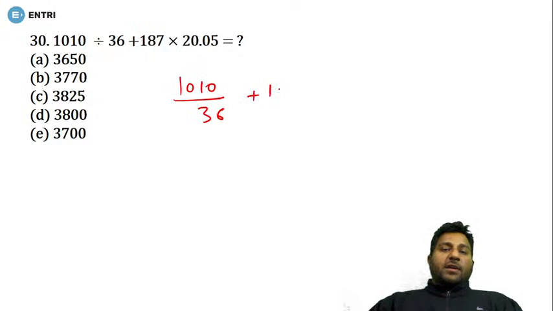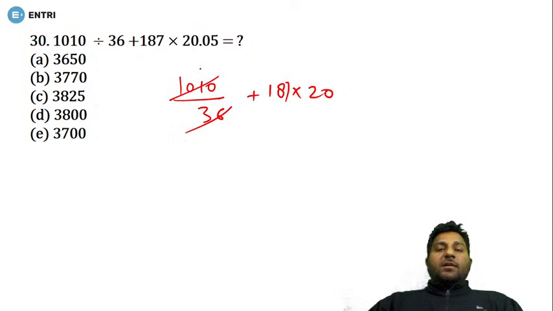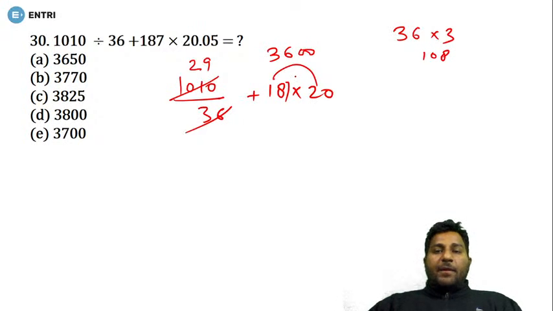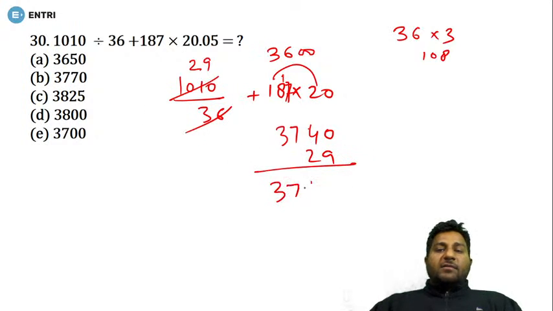Next, 1010 divided by 36 plus 187 multiplied by 20. So how are you going to solve this? This can be solved approximately. 36 threes are what? 108. So that means it must have been around 29. And we know that 18 twos are 36, so 3600 something will be there, because 187 will be multiplied with 20, and we know 2 sevens are 14, and 36 0. Okay, so if you add 29, you will be getting 3769. That means 3770 is the final answer. Yes, approximately 3770. Just use your mind.